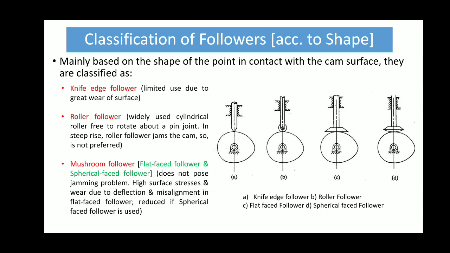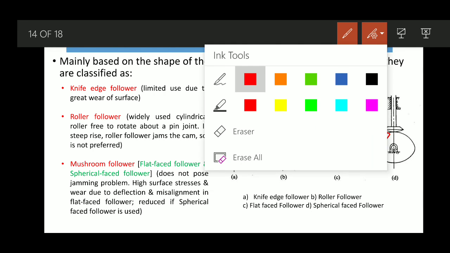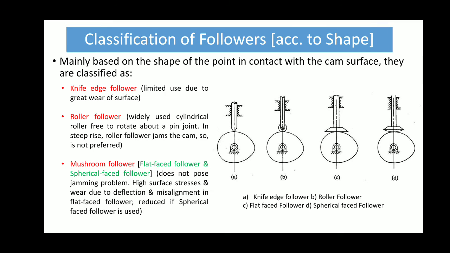These problems can be overcome by using a flat face follower or a spherical face follower, which come under the mushroom follower. The jamming problem is no longer there, but high surface stress and wear occur due to deflection or sometimes misalignment in the case of the flat faced one, that is number C. This problem can be reduced if we go for the spherical faced follower. So these are the classifications of followers based on shape, which is the point of contact with the cam surface.